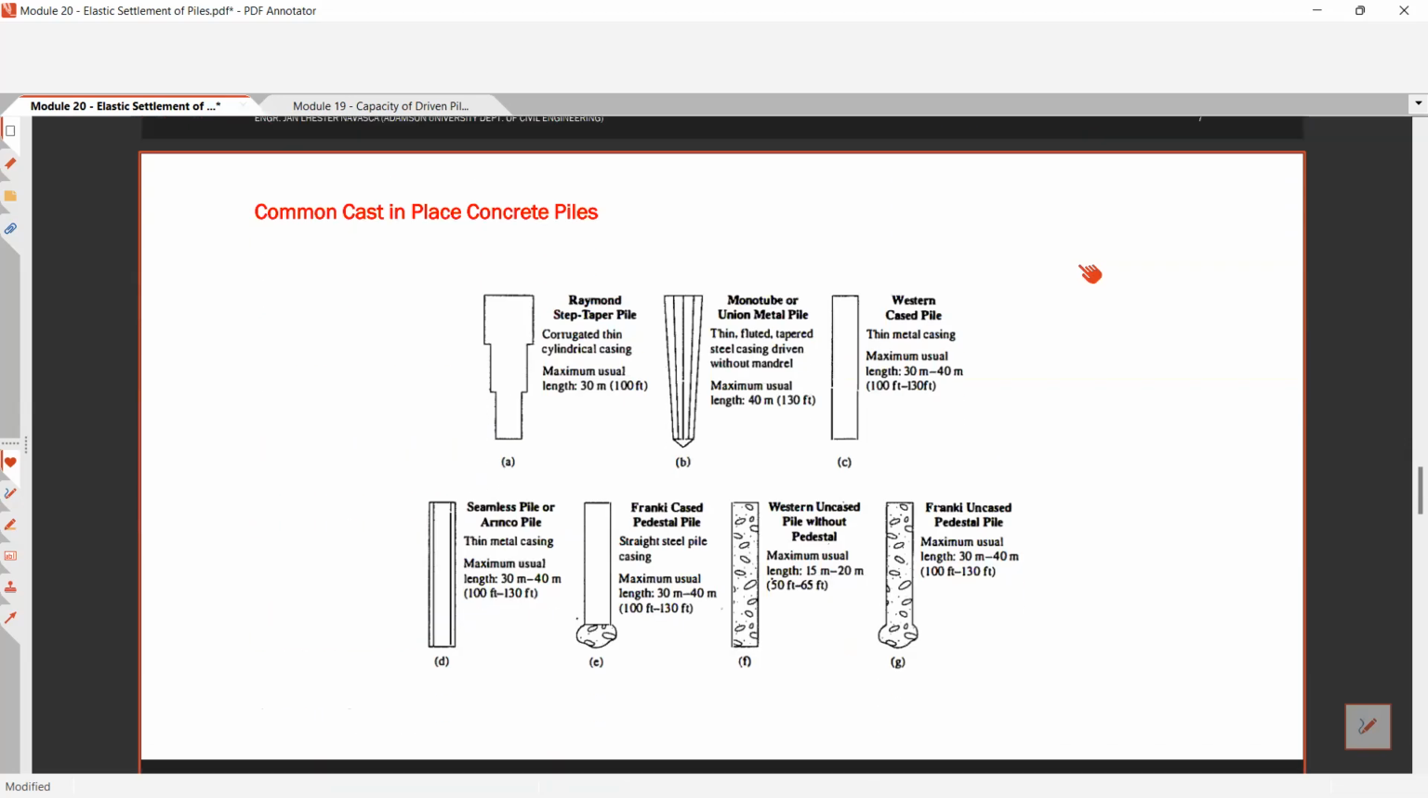Okay. So the common cast in place concrete piles, ito yung makikita nyo sa mga site. Ito yung Raymond step taper pile. It is a corrugated thin cylindrical casing with maximum usual length of 30 meters. The monotube or union metal pile. The western cased pile. The seamless pile. The Frankie cased pedestal pile. Meron siyang tip dun sa dulo. And we have the western cased pile without the pedestal. Ito yung may pedestal. And the Frankie cased pedestal pile.